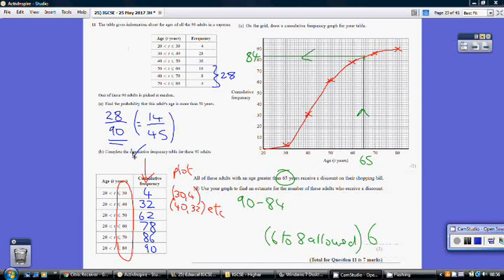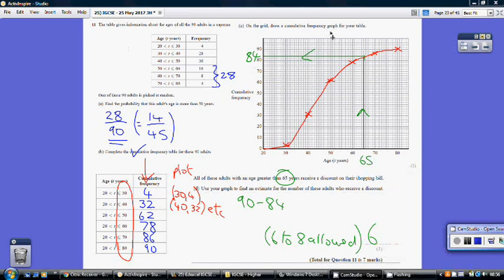Now for part B, complete the cumulative frequency table for these 90 adults. So this is a running total. 4 of the adults are aged between 20 and 30, as we know, but 32 are aged between 20 and 40, because that's these 4 here and these 28 here. So that 32 comes about by adding the 4 to the 28, and then for the 62, we just add on the 30 here onto the 32 that we've just got. So that 62 is the 4 plus 28 plus 30, and so on.